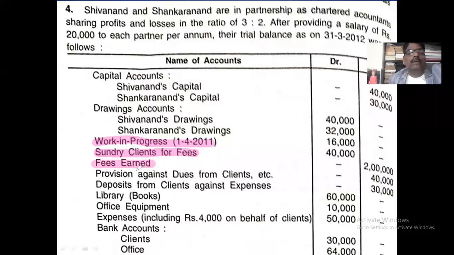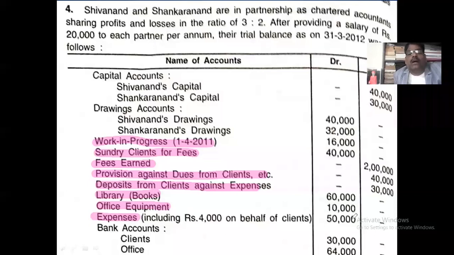Fee earned goes to income and expenditure, credit side. Provision against dues from client goes to balance sheet, sorry, liability side. It is a provision liability. Then deposit client account for expense is a liability, goes to balance sheet. Library book, asset, goes to balance sheet. Then office equipment, asset, goes to balance sheet. Office expense is an expense, goes to income and expenditure, debit side.